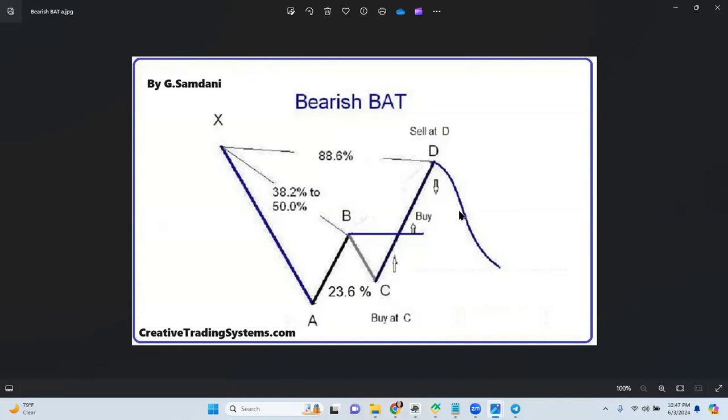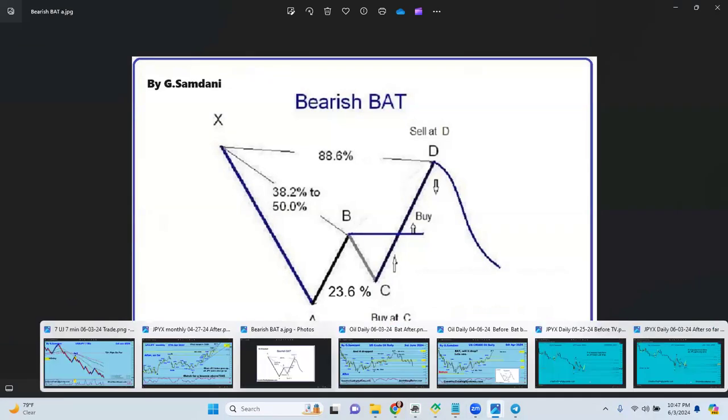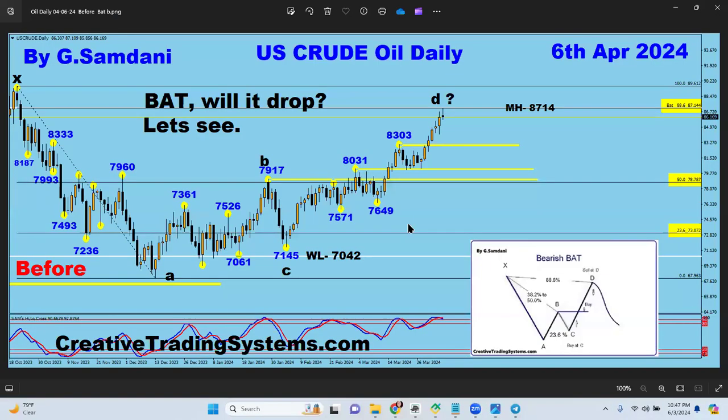Many people say, well, this stupid thing doesn't work and all of that. Really? So that's the thing. If I can show you that this thing always, not always, but most of the time, works, it's just a matter of finding them. So let me show you the current, accurate chart about the bad pattern. This is one of the charts I made on April 6th. This is crude oil, and you can see this is X, A, B, C, and D exactly touching 88%.